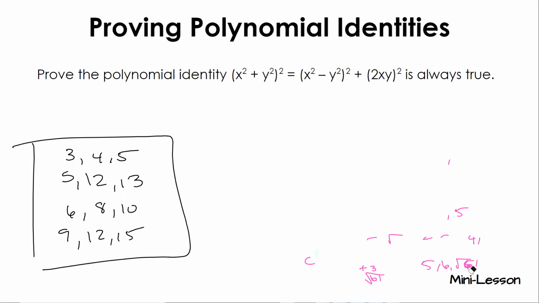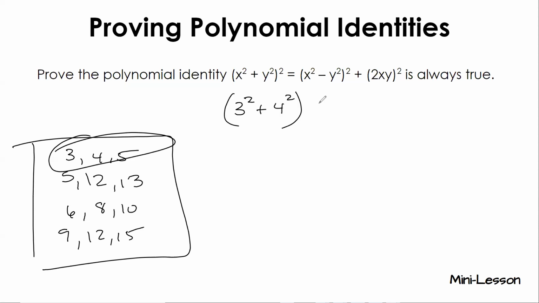Oh, that's square root of 61. All right, so what we're going to do is take 3, 4, 5, and put them in here to see if they work. So 3 and 4, we're going to plug in. So we're going to say 3 squared plus 4 squared, squared, equals 3 squared minus 4 squared, squared, plus 2 times 3 times 4, squared. Awesome.